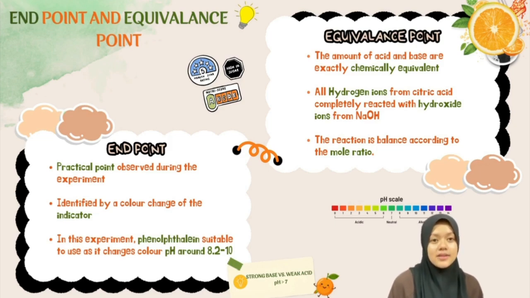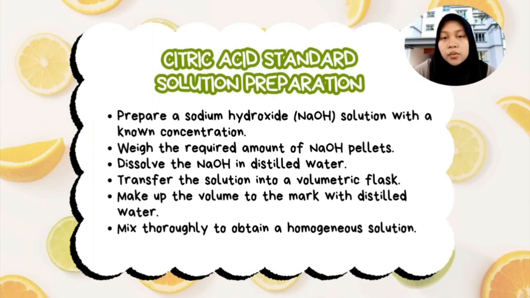Next, the endpoint is the practical point observed during the experiment. It is identified by a color change of the indicator. Indicator works as a substance that changes color depending on pH. In this citric acid titrations, phenolphthalein is suitable to use because it changes color in the pH range about 8.2 to 10. This range matches the neutralization point of a strong base, which is NaOH, with a weak acid, which is citric acid.